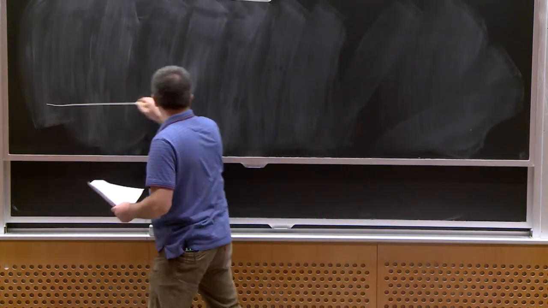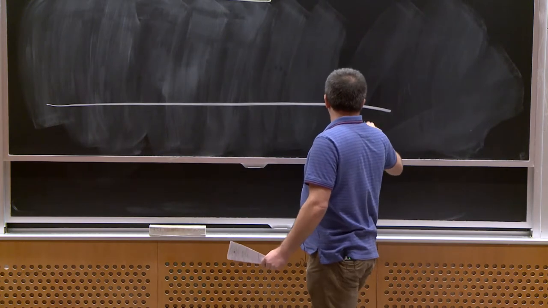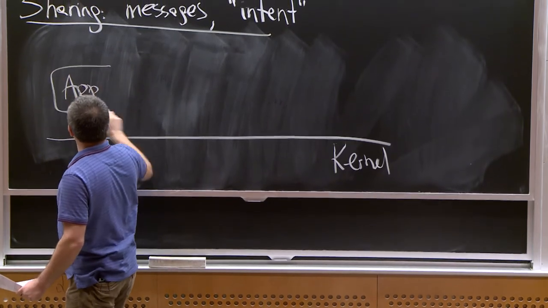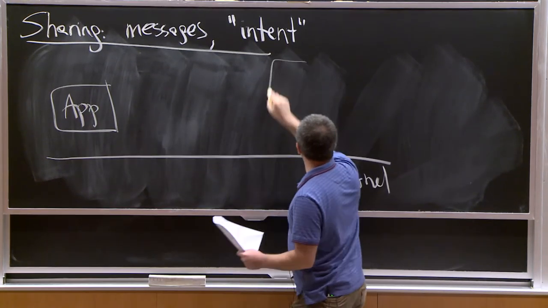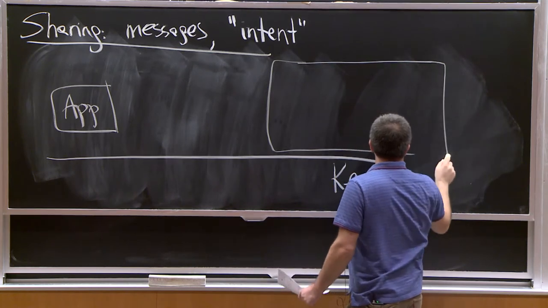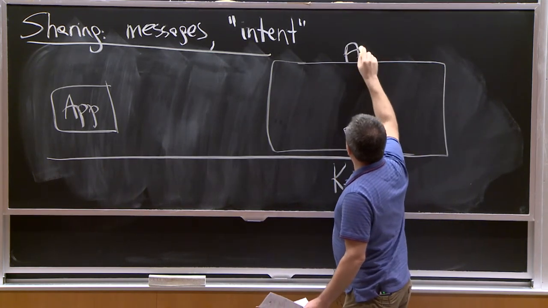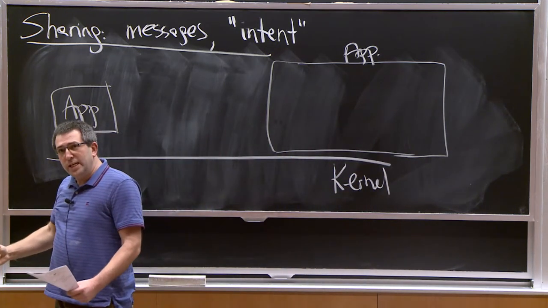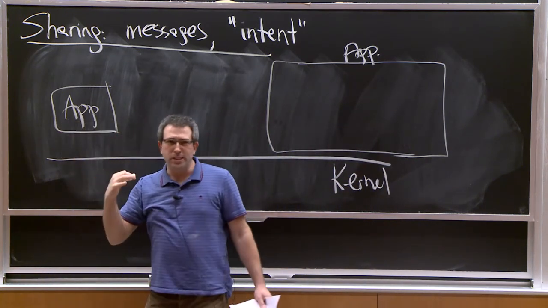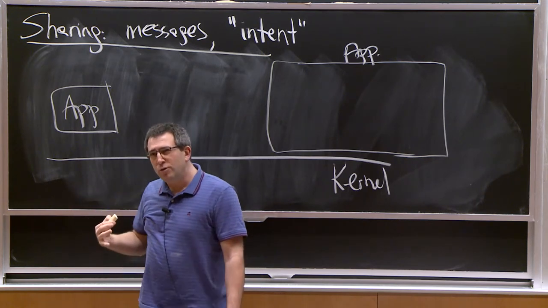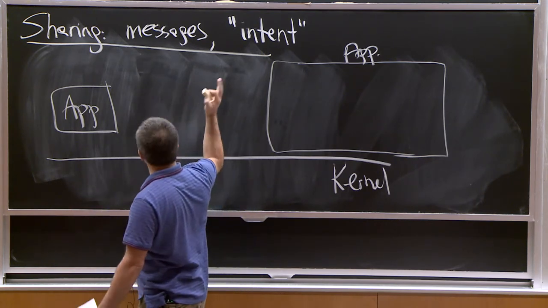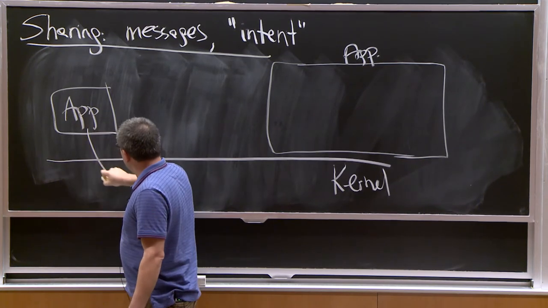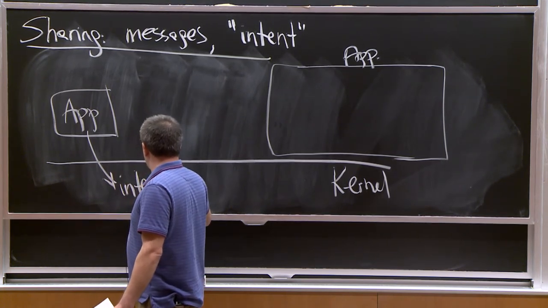So we'll have, of course, our kernel at the bottom, and there's going to be one application sitting here. It wants to send a message to some other application sitting over here on the right. And we're going to try to look inside the details of this guy in a little bit to understand how these messages are constructed. In order to send messages, there's some minimal kernel support necessary to make this happen. And in Android's case, the kernel kind of knows about this notion of a message called an intent and how it gets sent around. So the application sends an intent into the kernel.